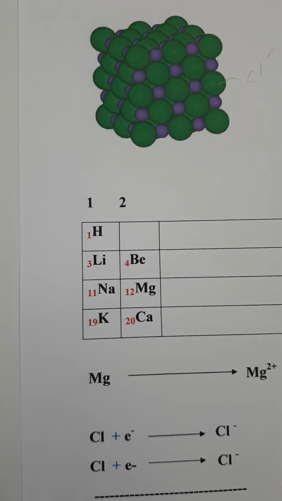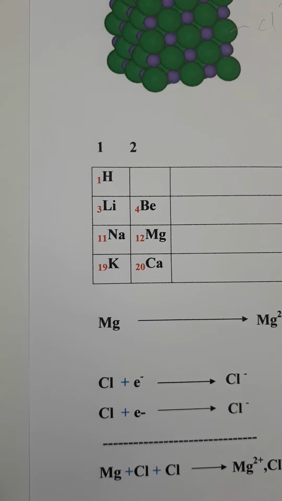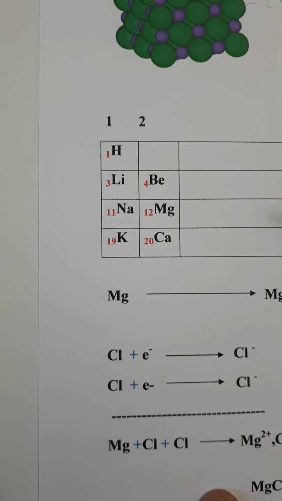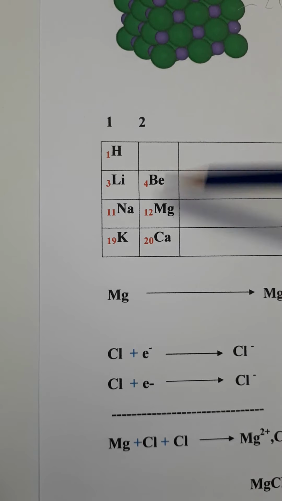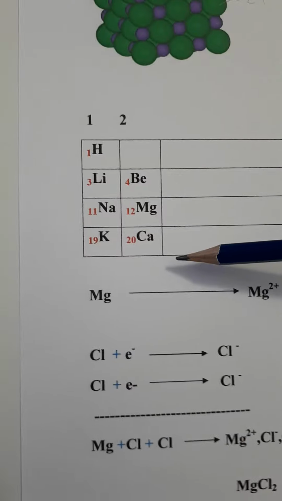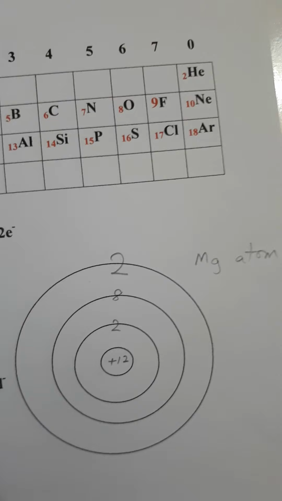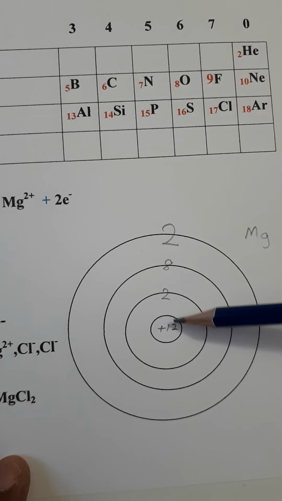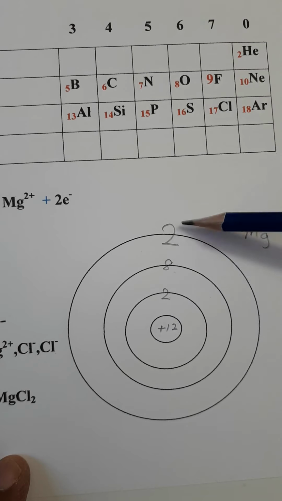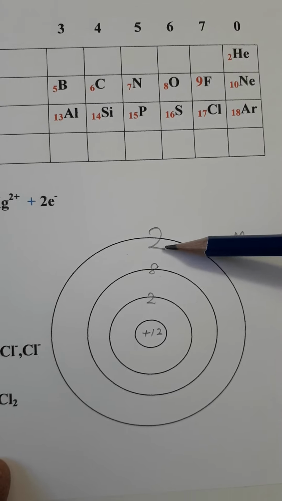Let's look at another ionic compound, magnesium chloride. Where is magnesium? It is in group 2. So it will have 2 electrons in the outermost shell. I'm not going to draw all the circles, but the magnesium atom has 12 electrons, electron configuration 2, 8, 2. So for magnesium to be stable like neon, it has to give out 2 electrons.